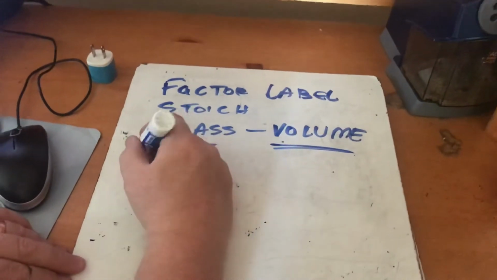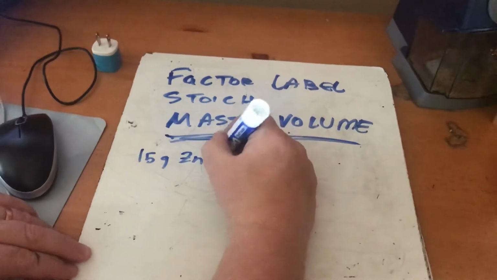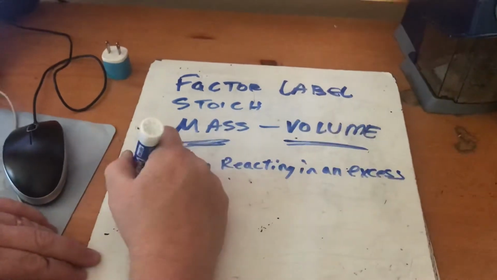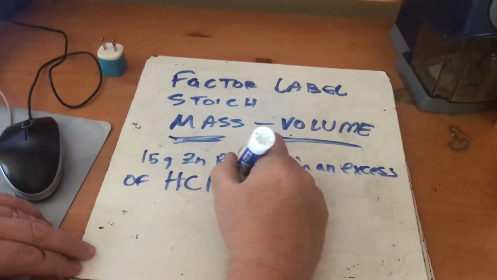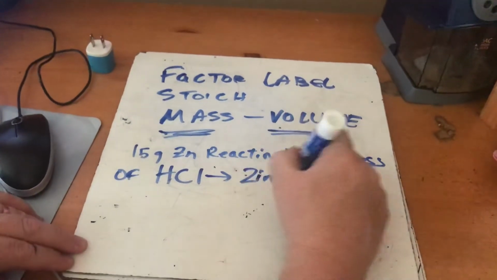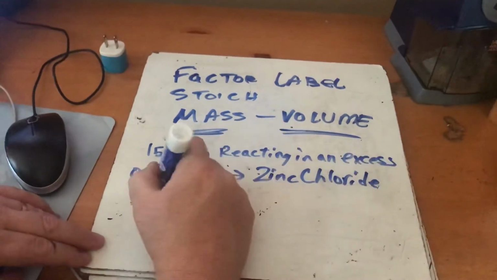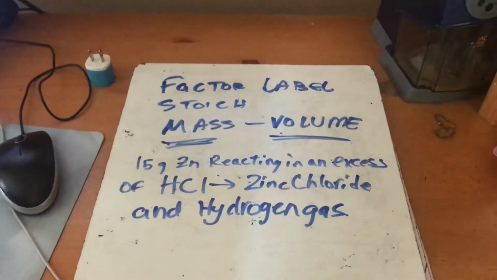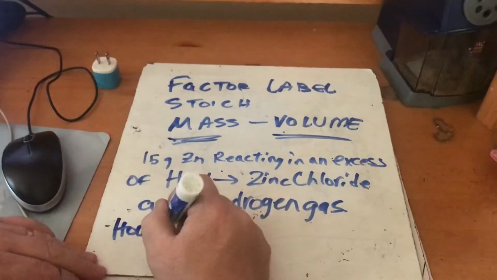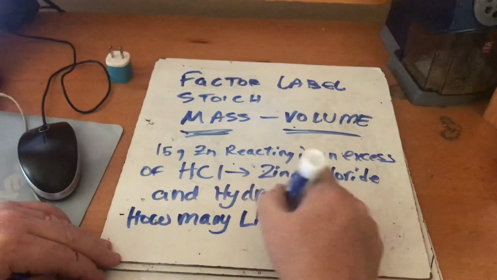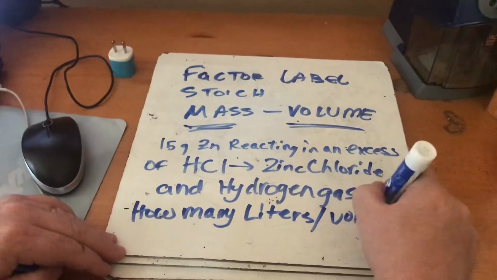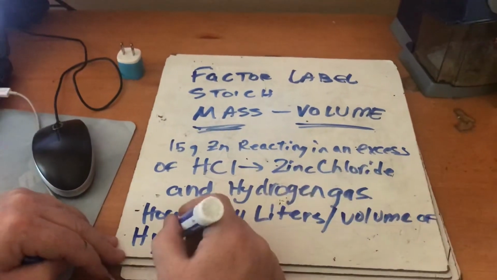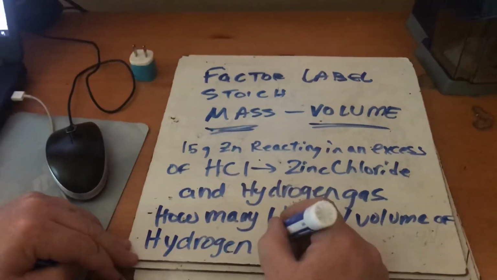So, for instance, just like before, we have 15 grams of zinc reacting in an excess of hydrochloric acid, HCl, and it's going to yield zinc chloride and hydrogen gas. The question will be: how many liters, or what's the volume, of hydrogen will be produced? Okay, so that's the question.